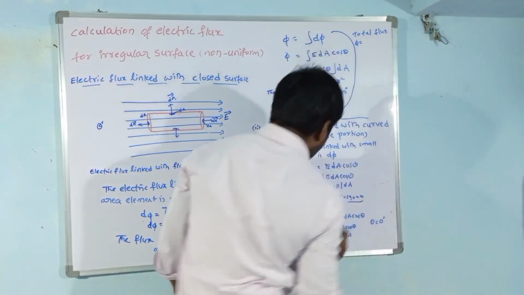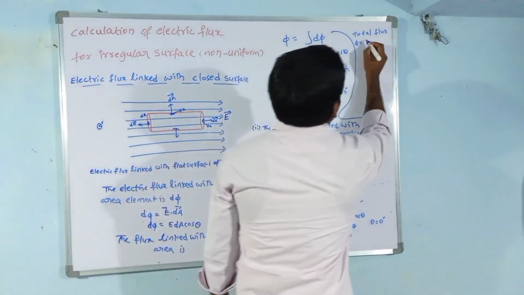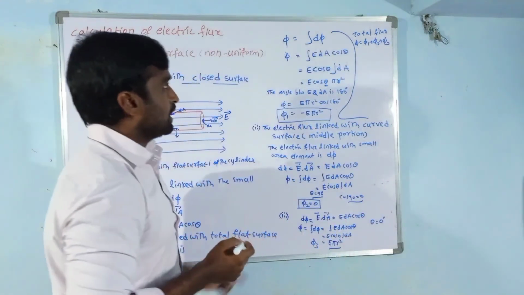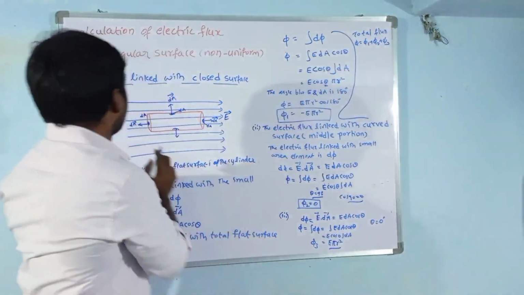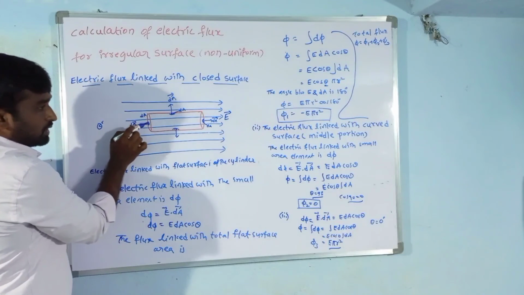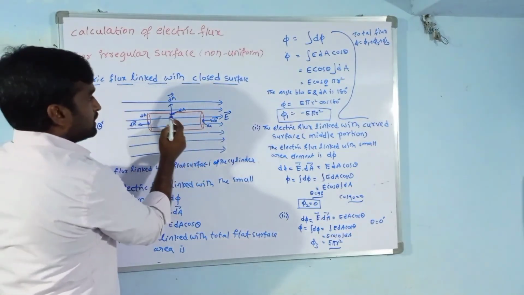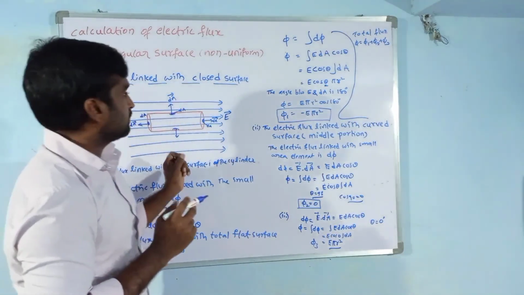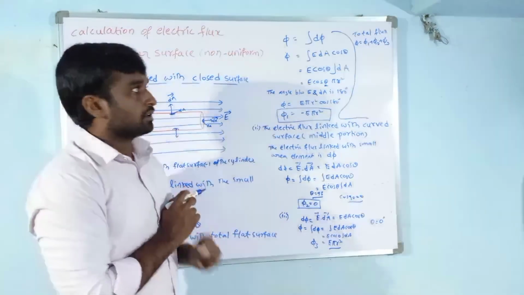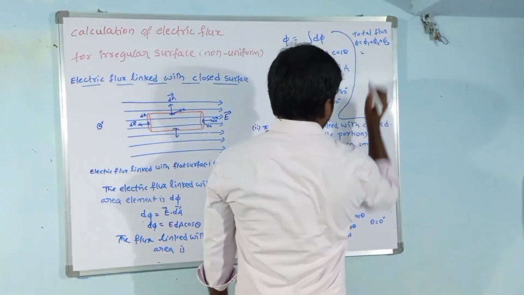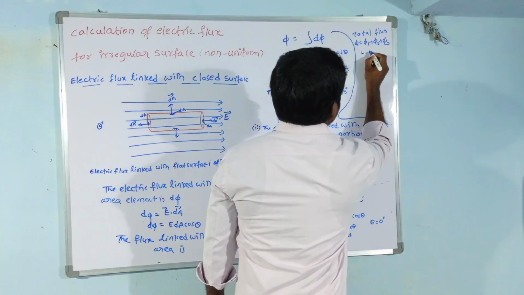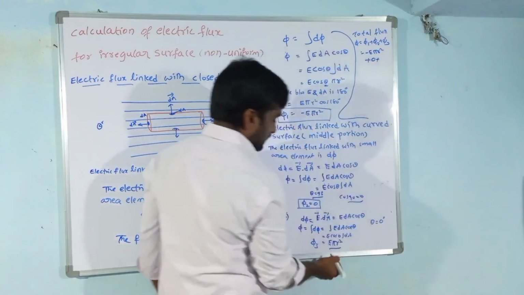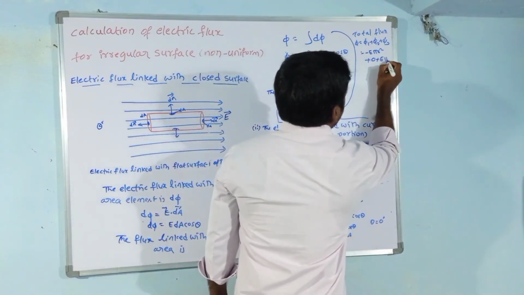The total flux phi is equal to phi 1 plus phi 2 plus phi 3. We have to add all of them. Phi 1 means the flux linked with the first flattened surface. Phi 2 is the flux linked with the middle portion of the cylinder. Phi 3 is the flux linked with the second end of the cylinder. Now we have to add them. What is phi 1? That is minus E pi r square. What is phi 2? 0. What is phi 3? That is E pi r square.